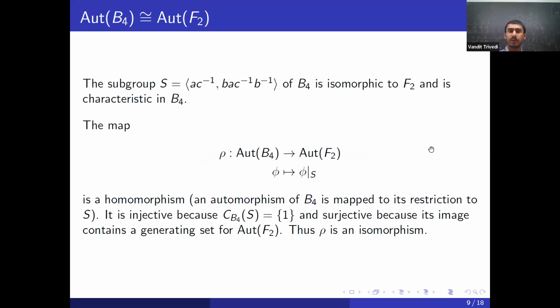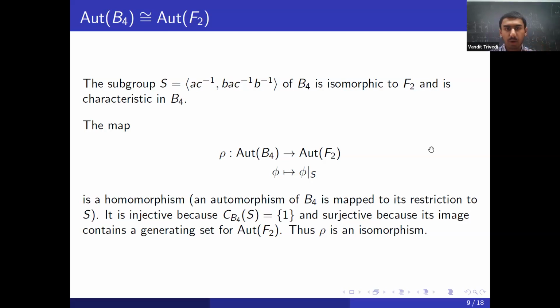So because the subgroup S is characteristic in B4, any automorphism of B4 I can just restrict to an automorphism of S, and that defines this natural homomorphism rho from Aut B4 to Aut F2. So that map is a homomorphism. If I just restrict that automorphism of B4 to S, and S, as we said, is isomorphic to F2, and it's an isomorphism because you can verify that the images contain a generating set of Aut F2.